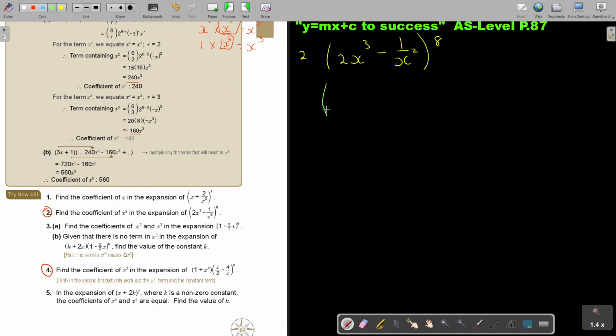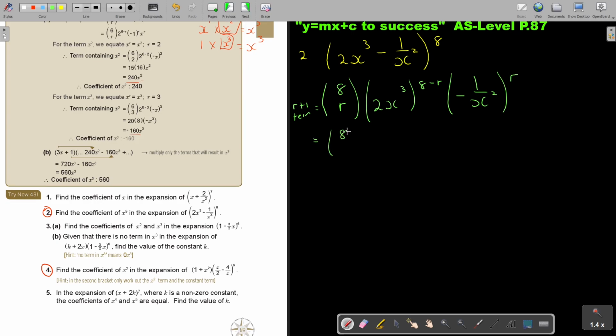I'm just going to say 8 over r, so the r plus 1 term. Okay. And then I take my first term, and I subtract, so it's 8 minus r. And I take my second term, and I just take it to the power r. And then I simplify.